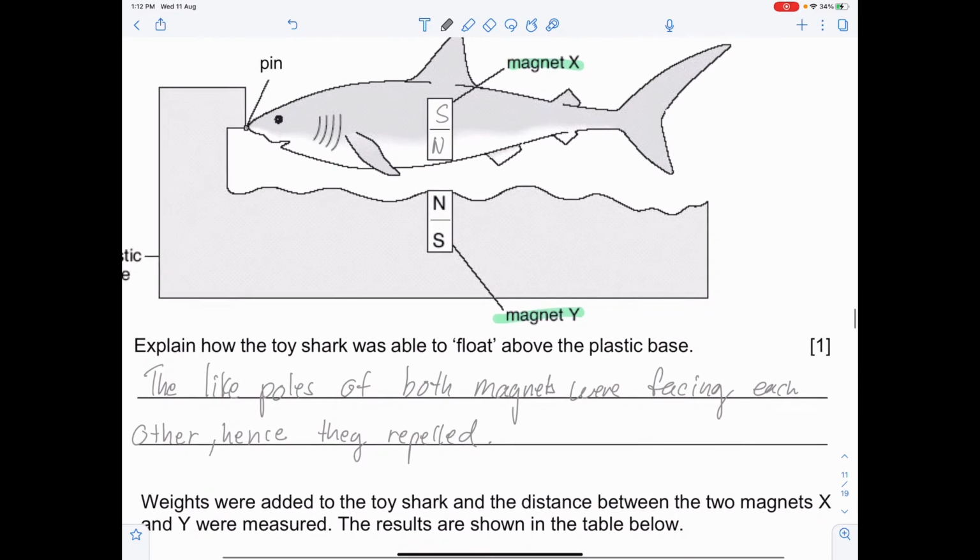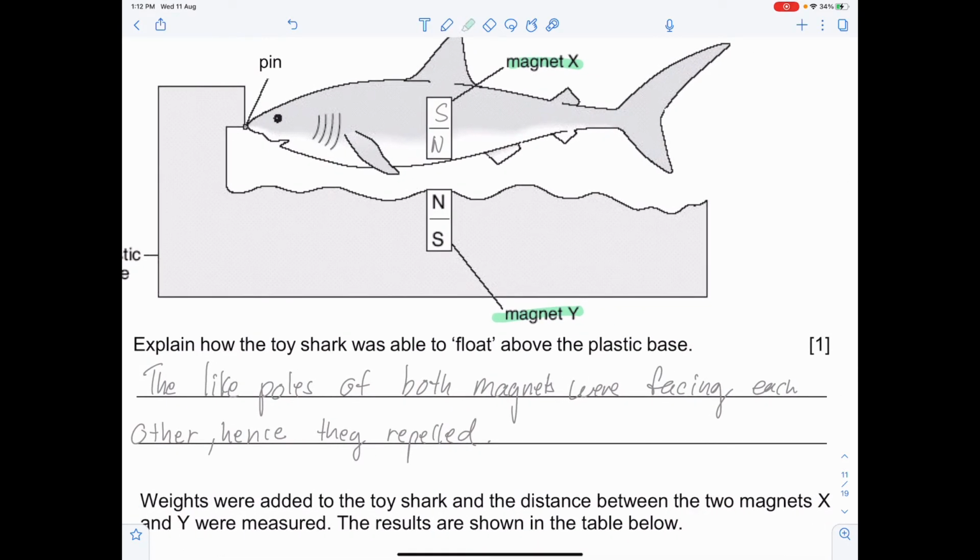So what are the key marking points I'm looking for? First thing, I must see like poles facing each other. Second thing is the word repel. So I know that the forces are actually acting against each other.